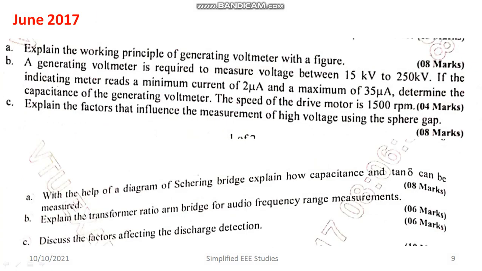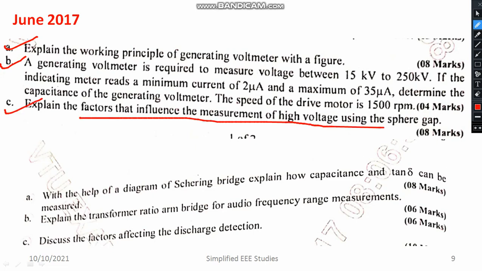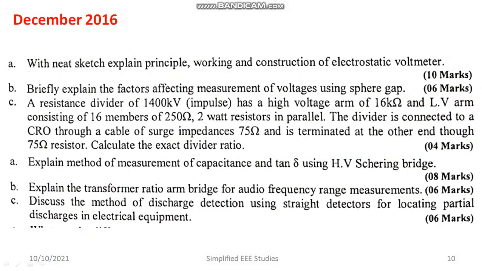Then generating voltmeter, found that it's a repeated question, obviously, and the problem related to generating voltmeter. Then factors influencing the measurement of sphere gap, those questions can be 100% expected in any examination related to high voltage engineering. I request you, please don't ignore those important questions. That is my humble suggestion. And Schering bridge, that's also very important. Then another thing is the transformer ratio arms, that's also important. Then factors affecting the discharge detection method, also quite important questions.